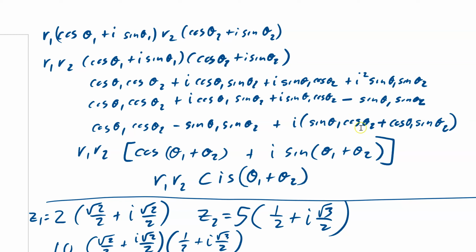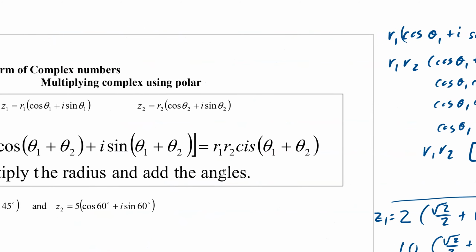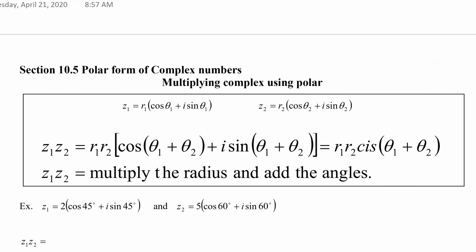And if you notice, the imaginary part is just the addition identity for sine, and the real part is the addition identity for cosine. So we end up with this. Pretty cool, right? This nice formula. Anyone who says that math is not beautiful has never done math.